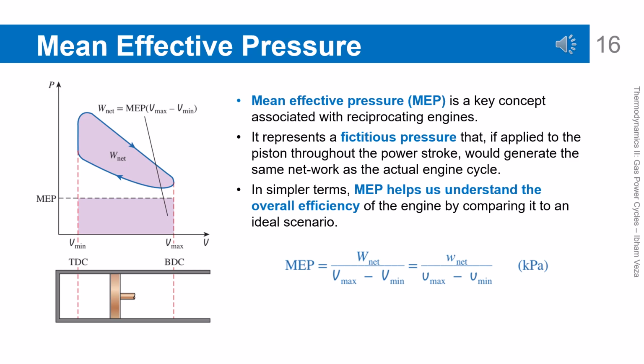Understanding mean effective pressure. Mean effective pressure, or MEP, is a fictitious pressure representing the net work of the cycle. If this pressure acted over the entire power stroke, it would produce the same work as the actual cycle. Mathematically, MEP equals W_net divided by (Vmax minus Vmin). This concept makes it easier to compare the performance of engines with different sizes. MEP provides a direct measure of how effectively an engine produces work.